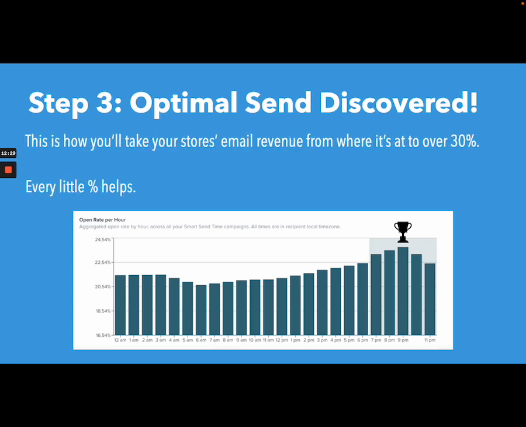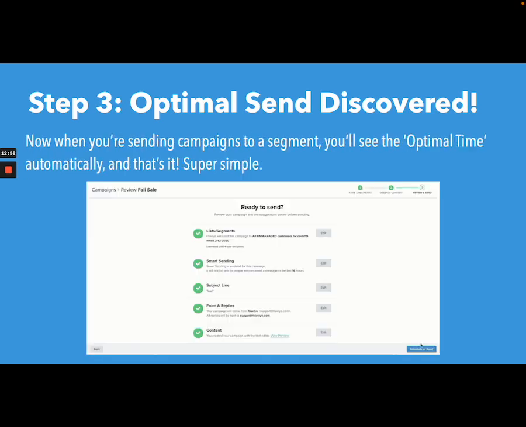And ultimately, this is how you'll take your store's email revenue from where it's at currently to the 30% plus mark, right? Which is what we go for, and is a good, strong metric that we try to reach with all of our clients, because, as long as you're doing all these little tiny things, and it may seem like small things in the beginning, but as I say, every little percentage helps with email. If you're getting an extra 1 or 2% open rate, that could lead to much more revenue there. So as I say, don't forget to do this. It is super important, and it's just much more clean and efficient than trying to do this yourself.